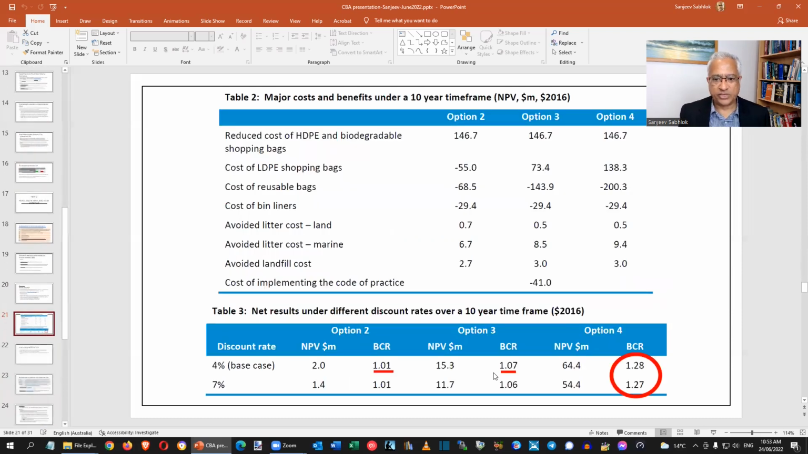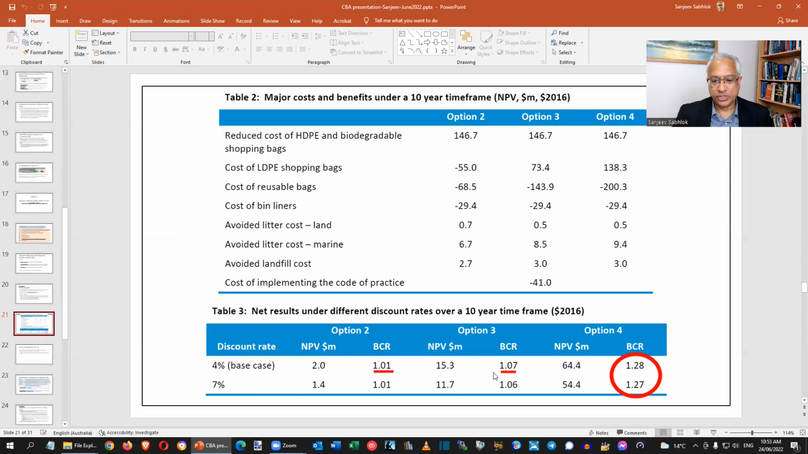I'll just give you a summary of what they actually did in their entire analysis. On the left-hand side of the table, you see a list of things that can happen. Some costs can reduce, some costs can increase, litter can reduce, landfill costs can reduce. Administration can be high cost in some cases, and so on. Each option is then considered in terms of the net present value of its total 10-year cost to society. And then we do what is called, at the bottom, you see BCR. I've underlined it in red. A BCR is essentially the benefit cost ratio.